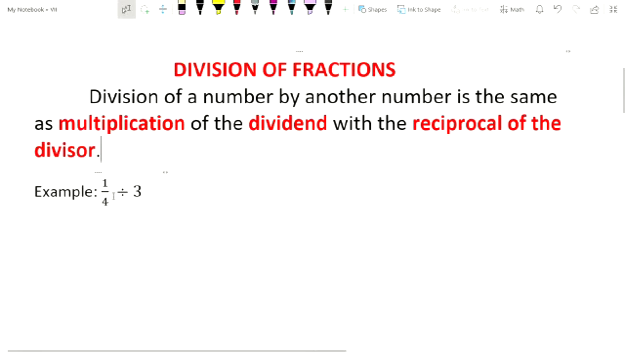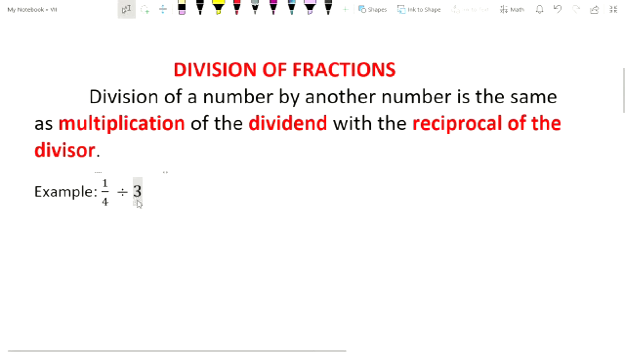In this, 1 by 4 is the dividend, 3 is the divisor. Okay, so we are going to divide these two numbers. Instead of division, we are going to multiply. If you want to multiply, we need to follow certain steps. What do you want to do? We have to take the reciprocal of the divisor. Here the divisor is 3.